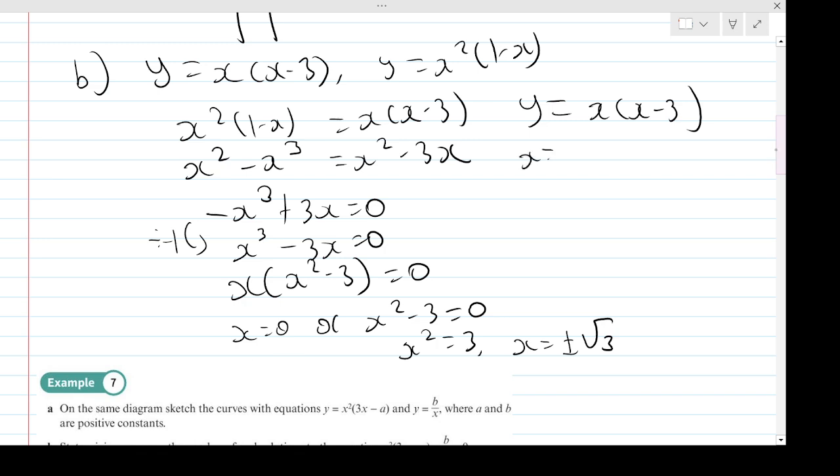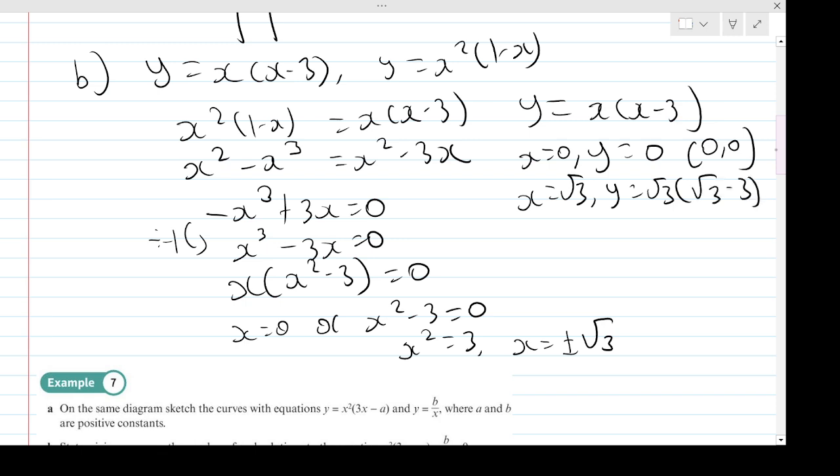So, firstly, if x is 0, y is going to be, well, 0, isn't it? Because we're multiplying by 0 effectively. So that would give the coordinate (0, 0). Then, when x is root 3, y is going to be root 3 times (root 3 minus 3). We can expand that, right? So root 3 times root 3, that's just squared, so it's just positive 3, right?